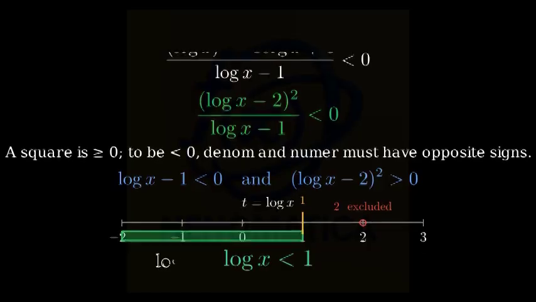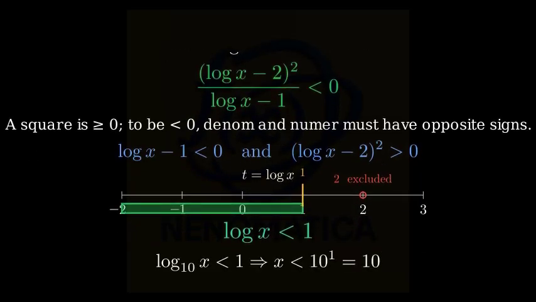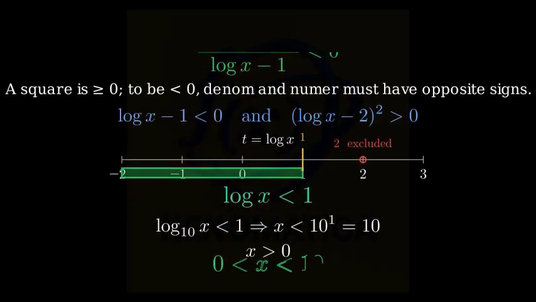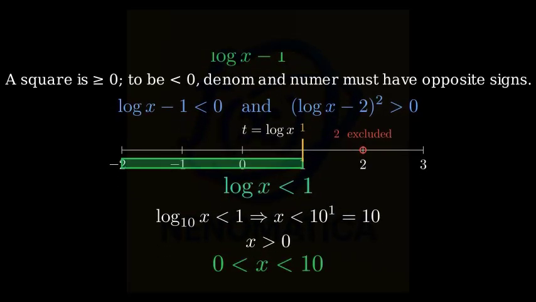Step 5. Convert the logarithmic inequality to an exponential one. Because the base 10 is greater than 1, the direction of the inequality does not change. So x is less than 10 to the power 1, that is 10. Also, the domain of the logarithm requires x to be positive. Together we have 0 less than x less than 10.